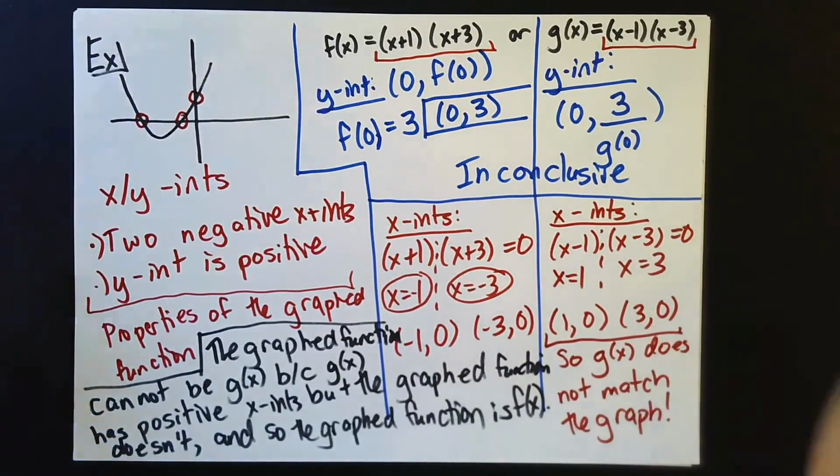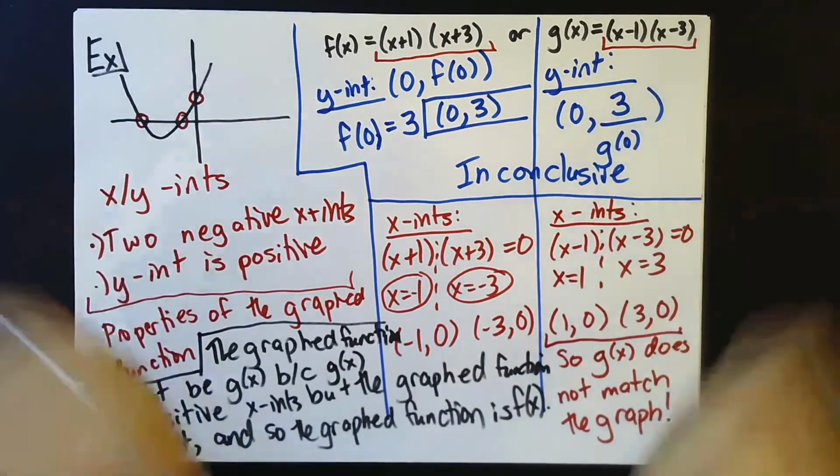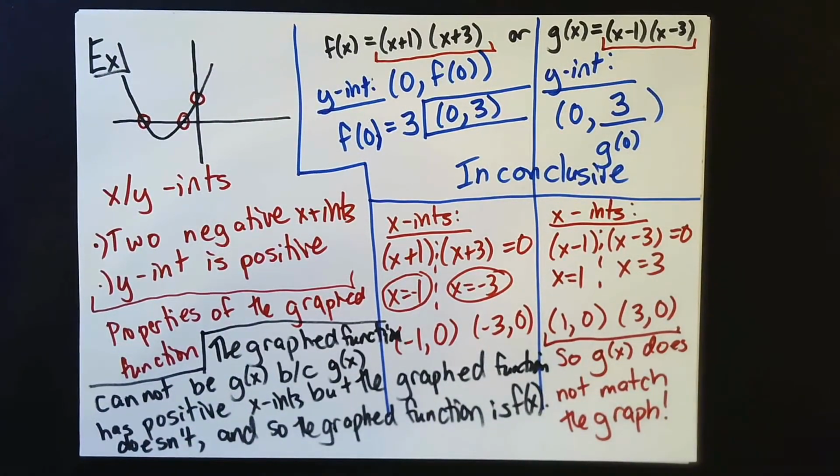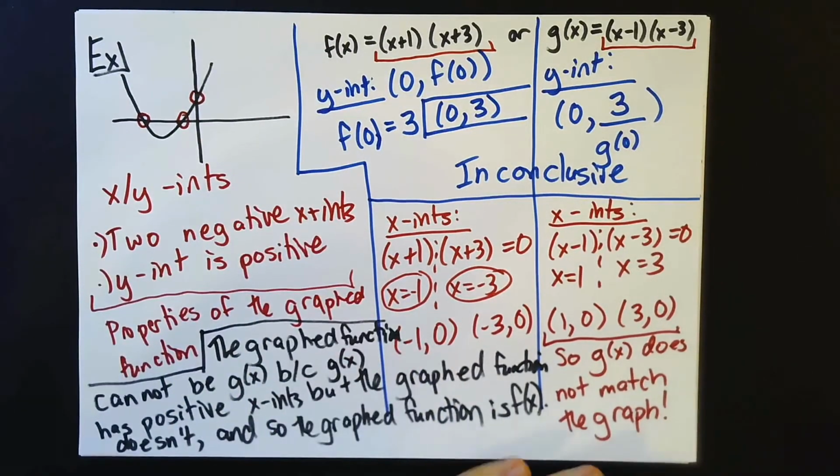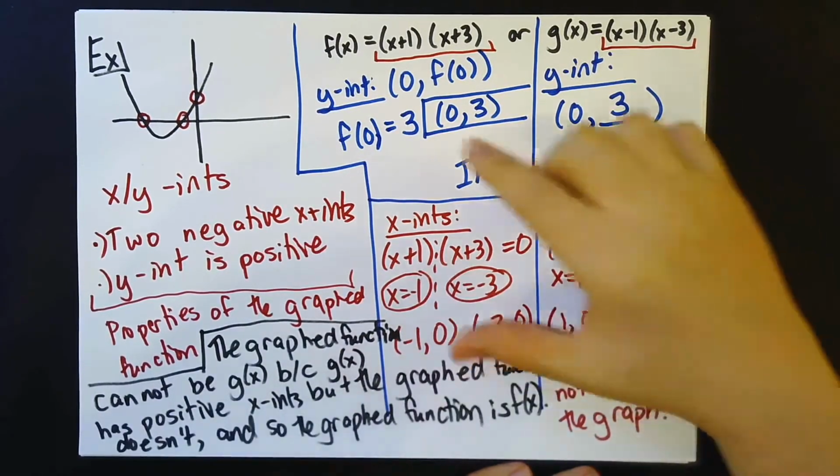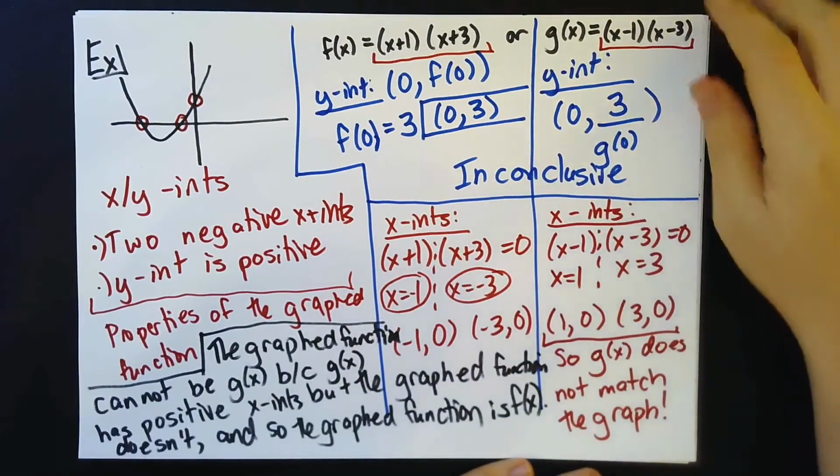So this is a model of what all the exercises in this section are going to look like. We're going to have a graph. We're going to think about what properties I see present in the graph. And then once we look at the properties present in the graph, we'll look at those properties in the functions and see which one matches and which one doesn't match.